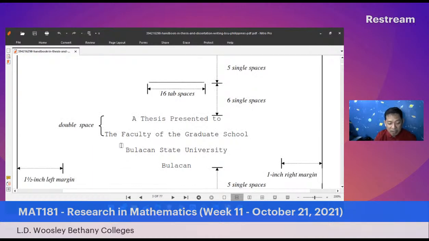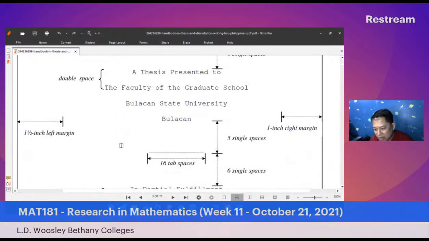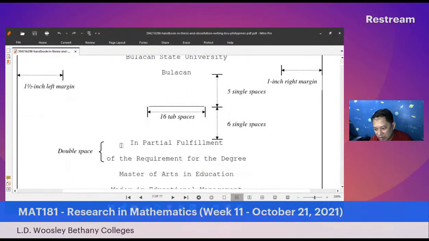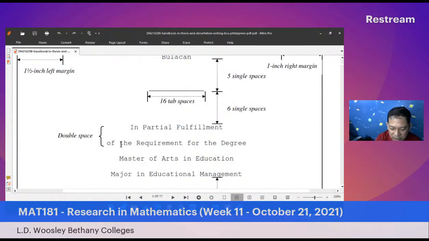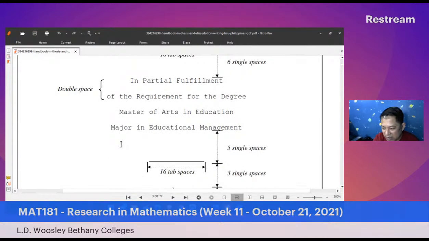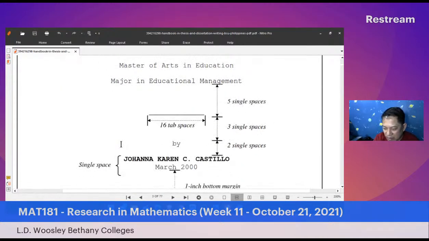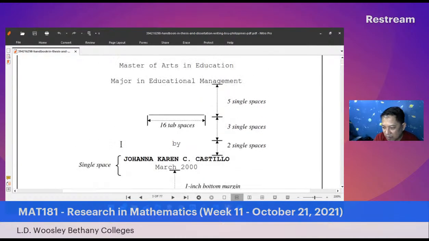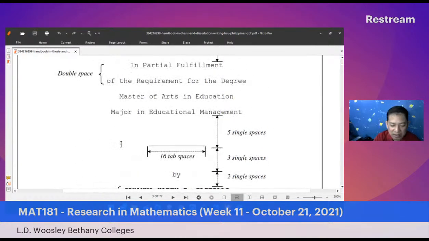I'm acknowledging the authors of this handbook. Thank you, Bulacan State. And then a partial. This is the logic of why you're submitting a thesis: it's a partial fulfillment of the requirement for the degree, Bachelor of Science in Secondary Education, major in mathematics. And then we have the name of the researcher, and the date of submission. So that would be the front page.